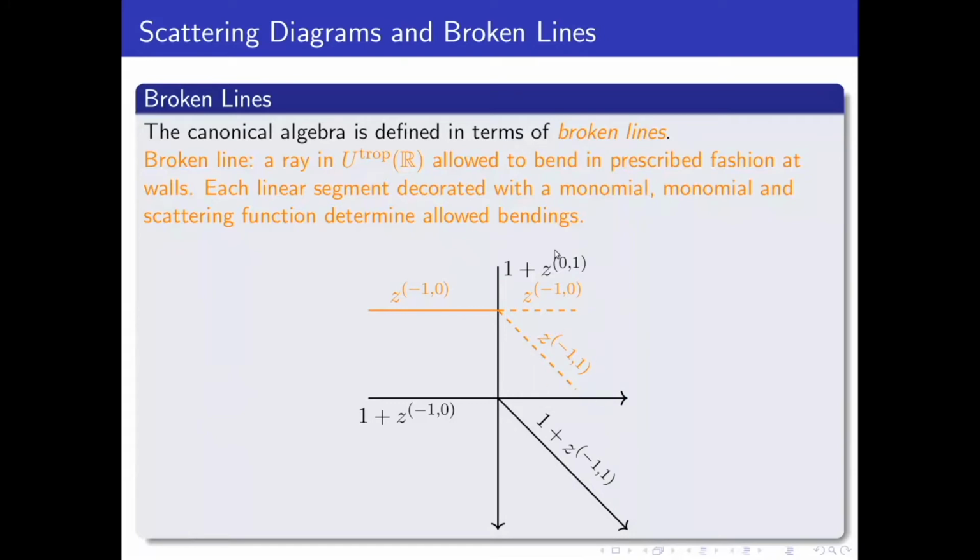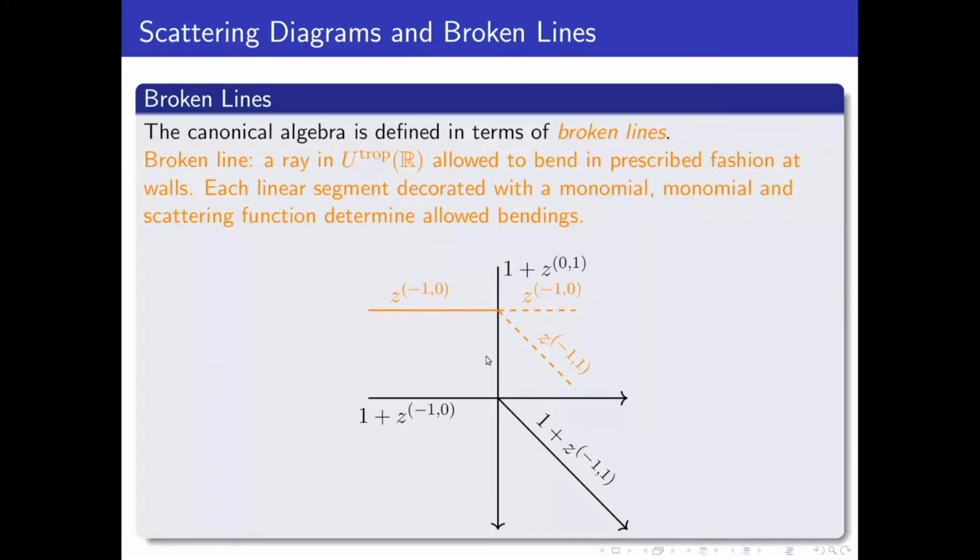Generally, there will be some exponent. We would have 1 plus z to the 0, 1 to some power here. But in this example, that power is 1. But yeah, essentially, the allowed bendings just come from an expansion of some product, and monomial summands give us decorating monomials for the bendings.